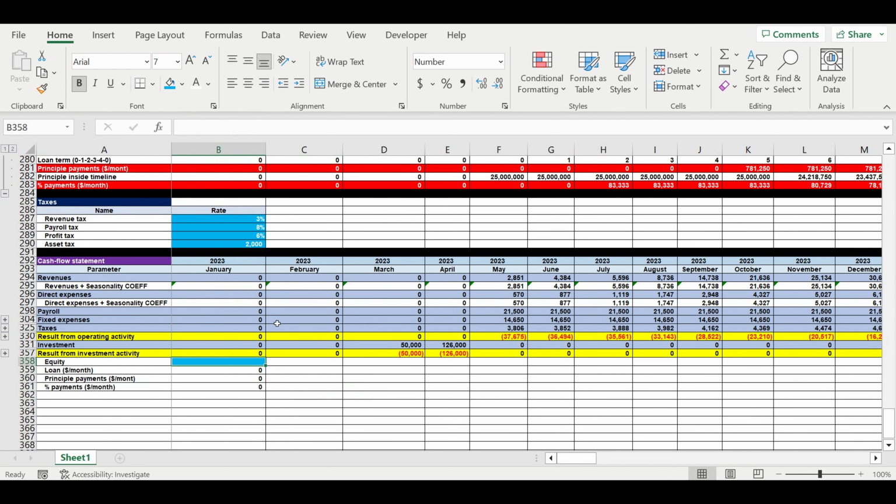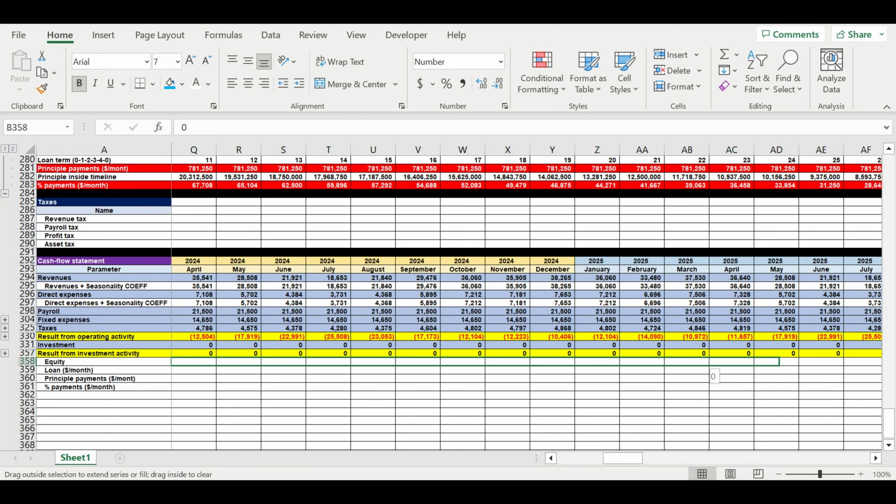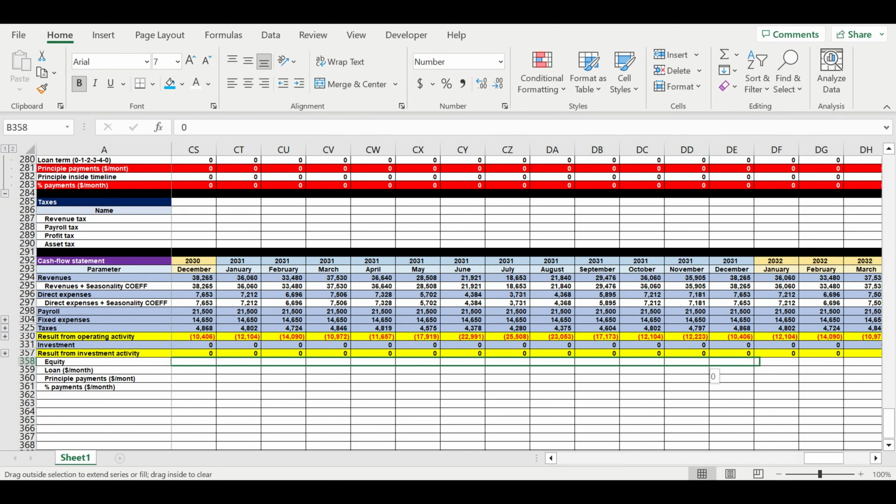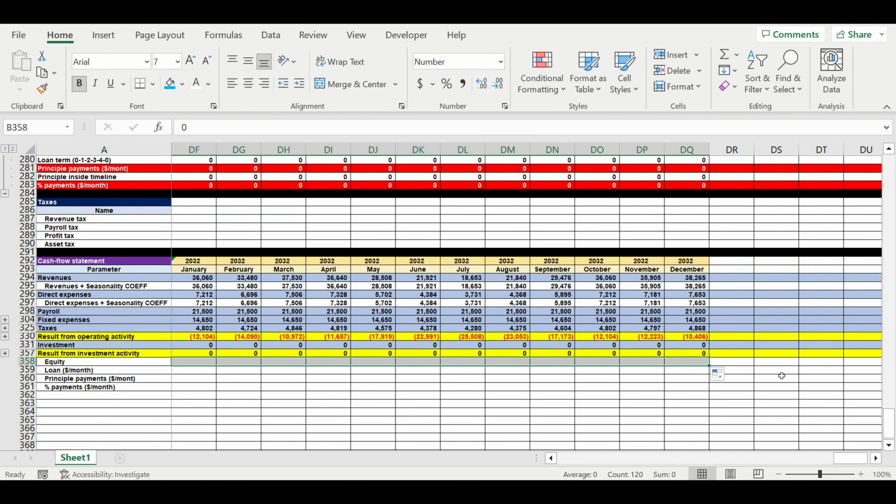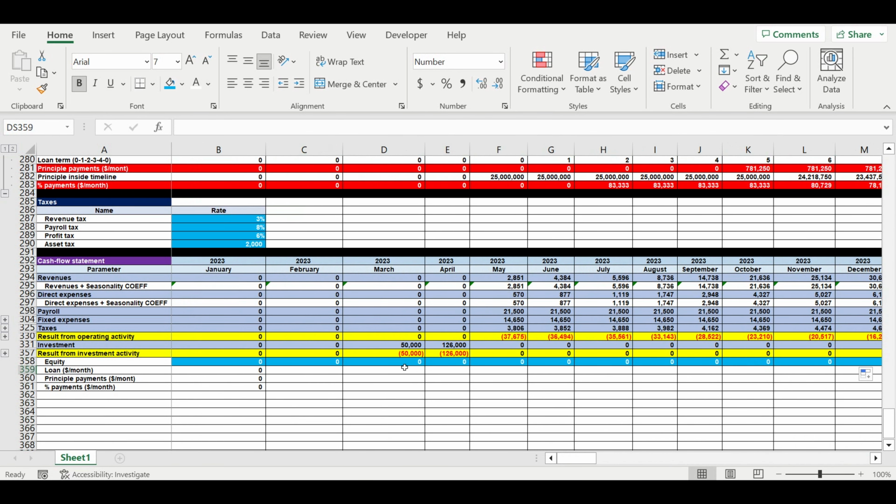Maybe this is the only line in the cash flow statement where we put the data manually, but also we can automate this work. I will show you how to do it in the next videos. So this is the line where we will be putting our own money in the project.